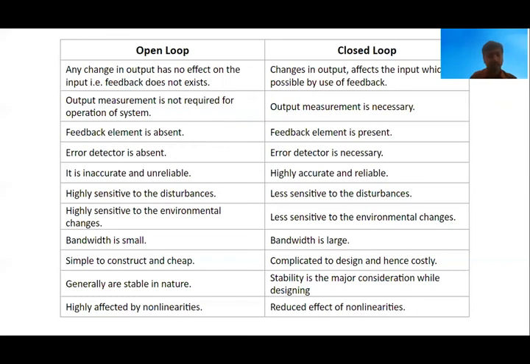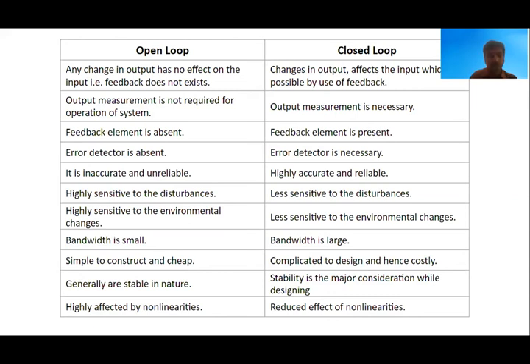In the open loop system, the feedback element is absent, as you already know, and in the closed loop system, the feedback element is present. In the open loop system, the error detector is absent because there is no feedback, so no error detector is required. And in the closed loop system, the error detector is necessary because the feedback signal is compared with the reference signal to generate the error signal.